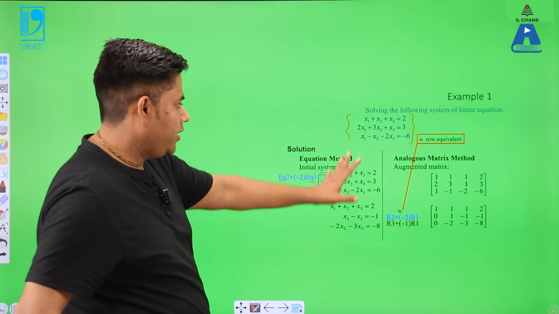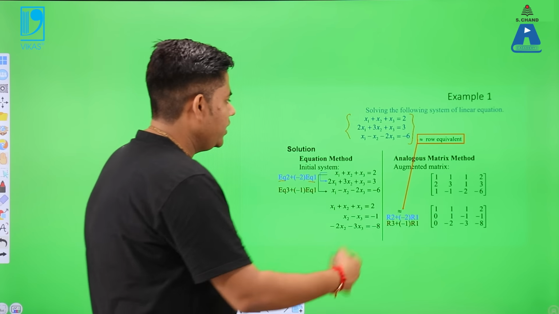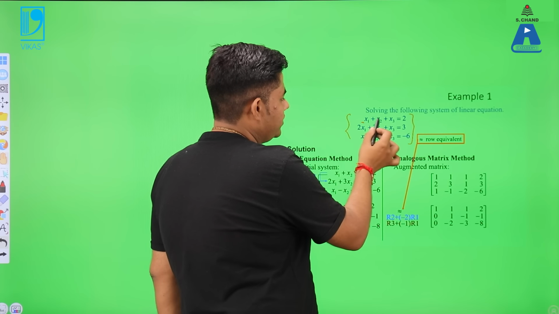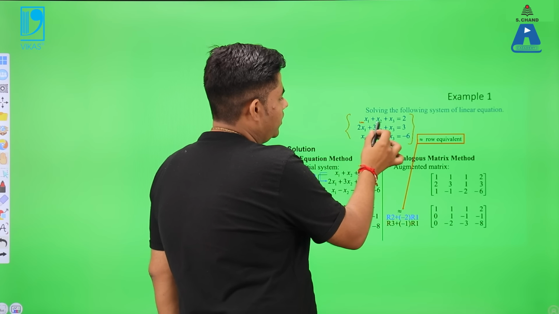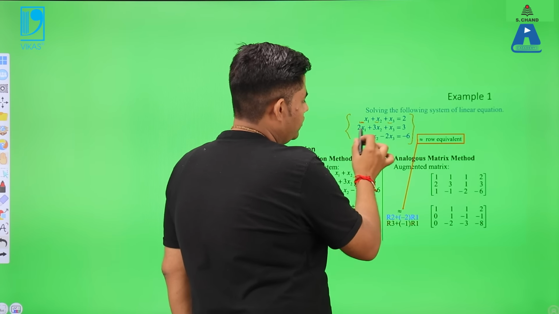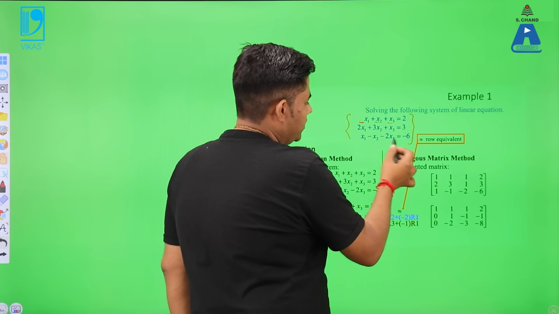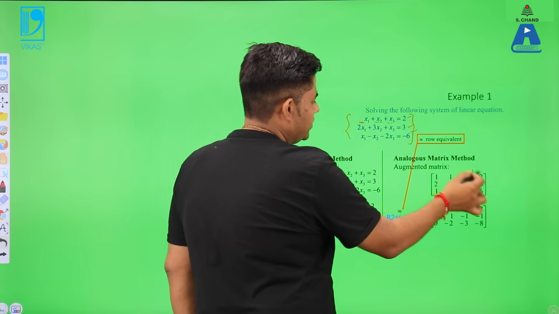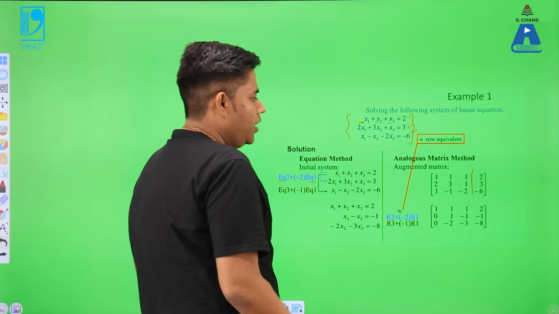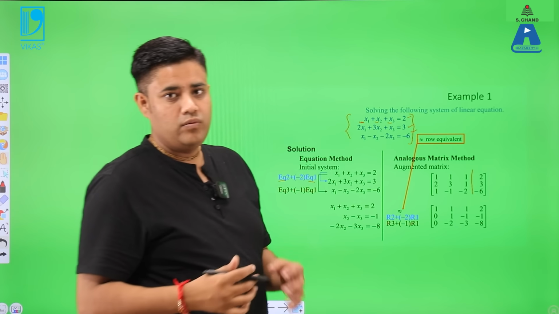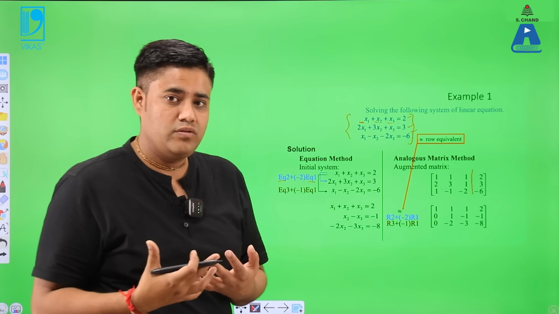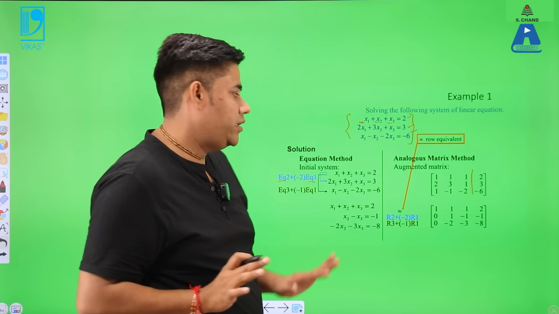In a similar manner, if I want to convert it into matrix form, I can use the augmented matrix. The augmented matrix is the coefficient matrix, which is 1, 1, 1; 2, 3, 1; 1, minus 1, minus 2, augmented with the solution, which is 2, 3 and minus 6. Now what is my requirement? I need to get the majority of the numbers to be 0 so that these terms are eliminated.